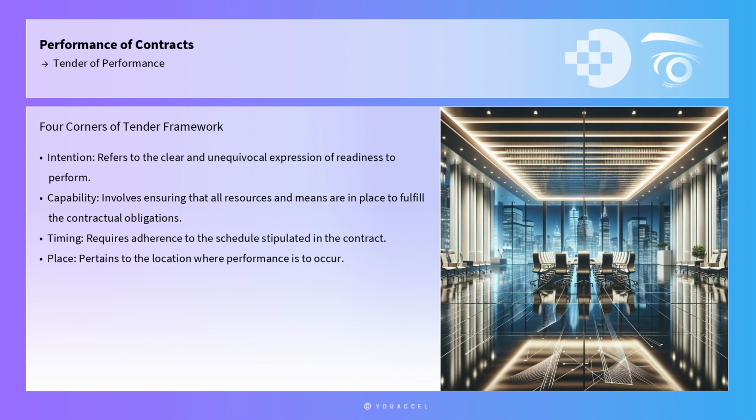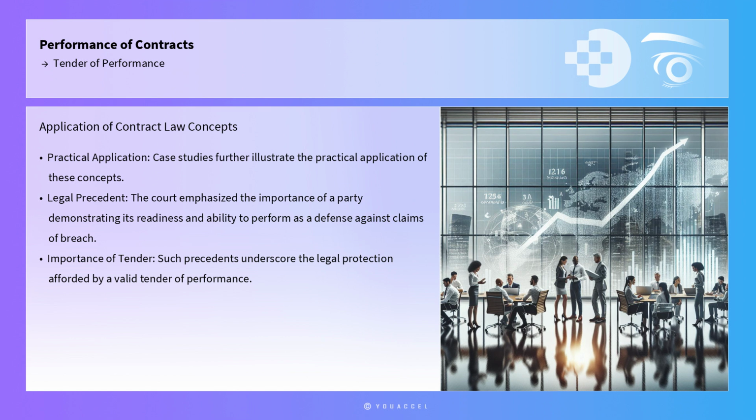A framework that professionals can apply is the Four Corners of Tender approach, which emphasizes four key elements: intention, capability, timing, and place. Intention refers to the clear and unequivocal expression of readiness to perform. Capability involves ensuring that all resources and means are in place to fulfill the contractual obligations. Timing requires adherence to the schedule stipulated in the contract, while place pertains to the location where performance is to occur. This framework helps professionals systematically evaluate and execute a valid tender of performance, thereby enhancing their proficiency in managing contractual obligations.